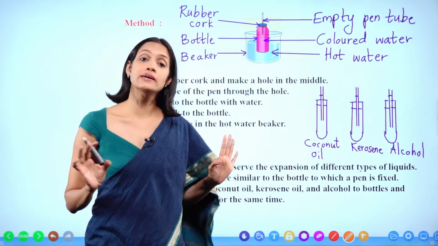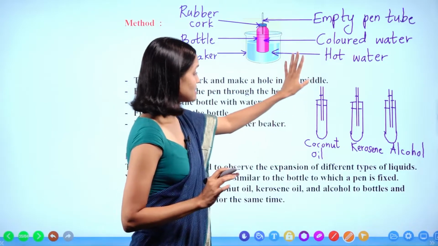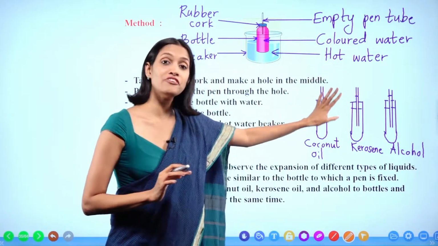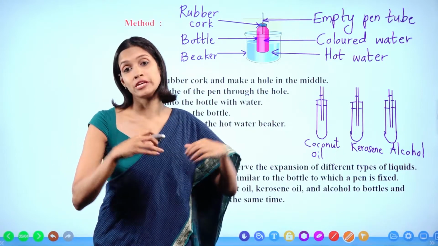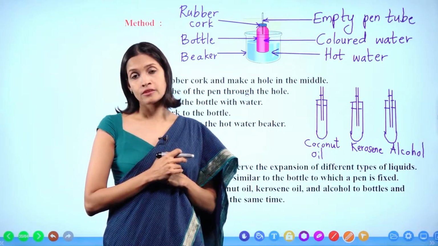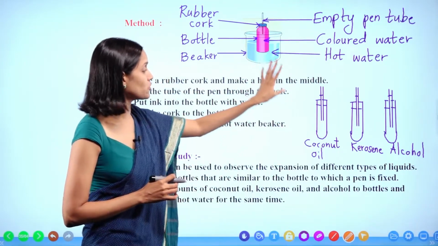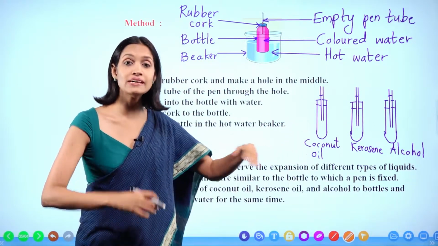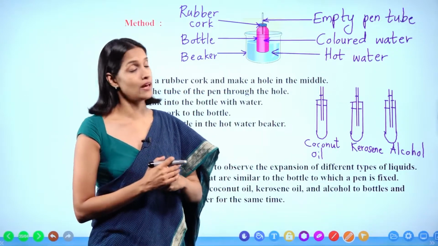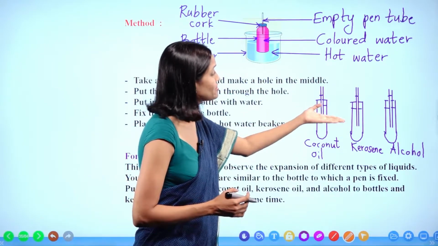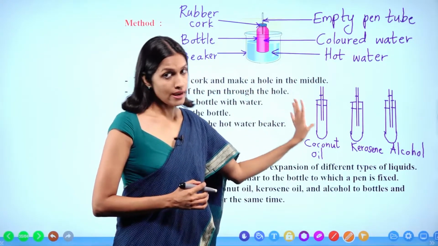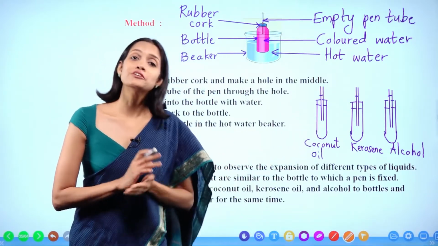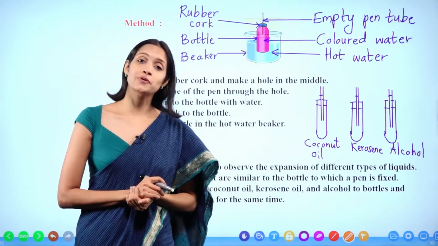Okay. Now you have to immerse these 3 test tubes with 3 different liquids in the same hot water beaker. Right? You have to immerse these coconut oil, kerosene oil and alcohol containing test tubes in the same hot water beaker, and you have to observe what happens. Right, children? Okay. We'll do these 2 activities in the lab now.